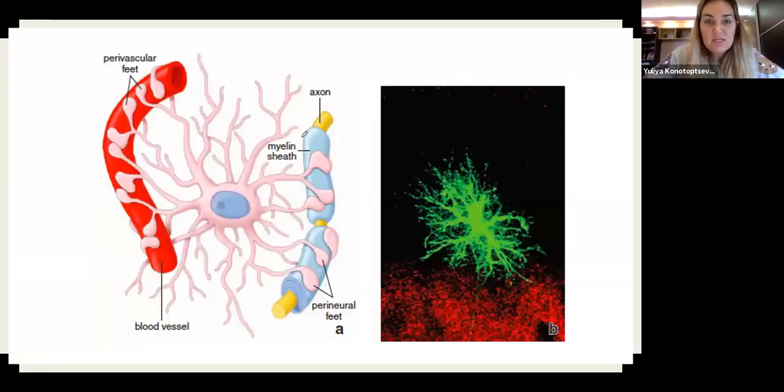So this is what you can see. This is an astrocyte. Guess which one? Is it protoplasmic or fibrous?